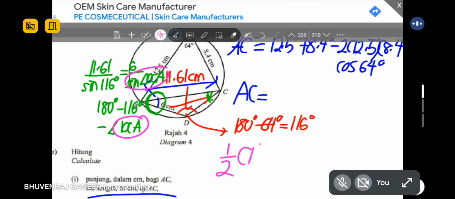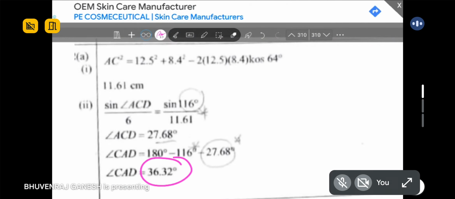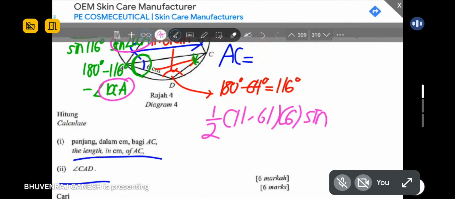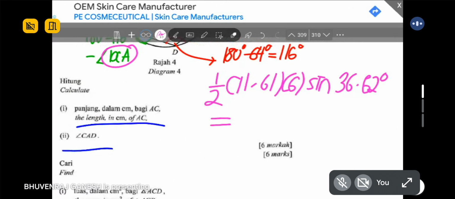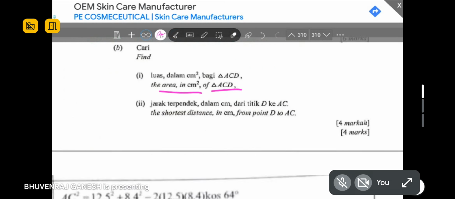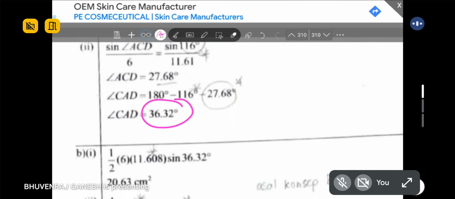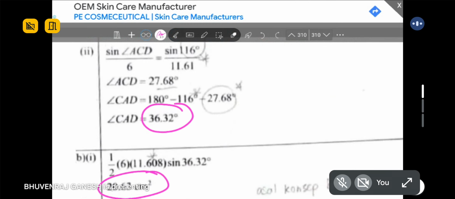You have half 11.61 6 sine DAC. So DAC, just now you get the answer 36.32. Just substitute, press calculator, get the area. Okay, inilah jawapan dia. Okay, just press calculator. Sorry, 3-2, not 6-2. Okay, can, right, guys? Just use the formula half AB sine C. So when you press calculator for B1, this is your answer, 20.63 cm square. Alright? Okay, next one.